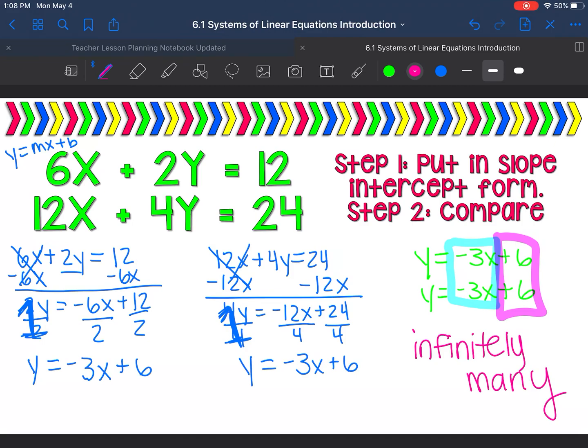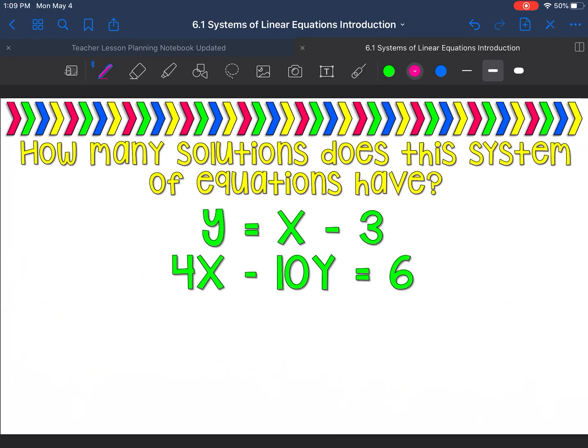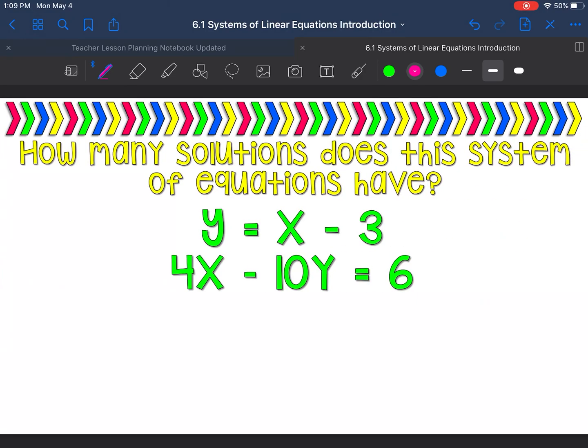See, not too bad, right, guys? It's a little bit of equation work, but then you're just comparing and it's simple. Okay, so let's move on and look at another example. So now it still wants to know how many solutions does this system of equations have. So y equals x minus 3. That's already in slope-intercept form. So I can just go ahead and rewrite that. I don't need to add, subtract, or divide anything.